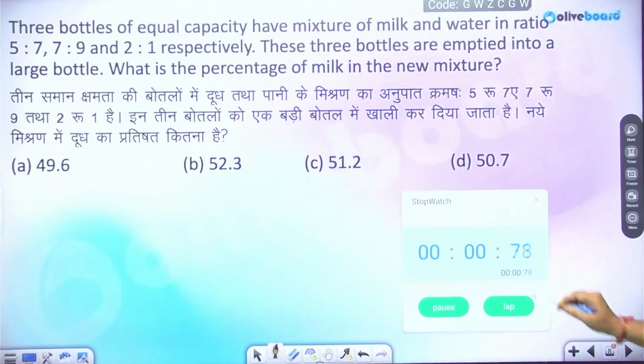Only 30 seconds for this question. This is easy. Only 30 seconds for this question. Come on.